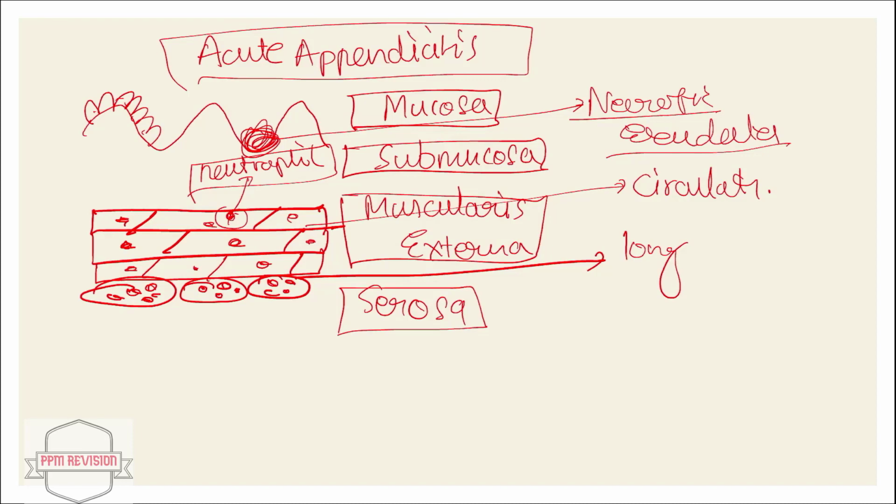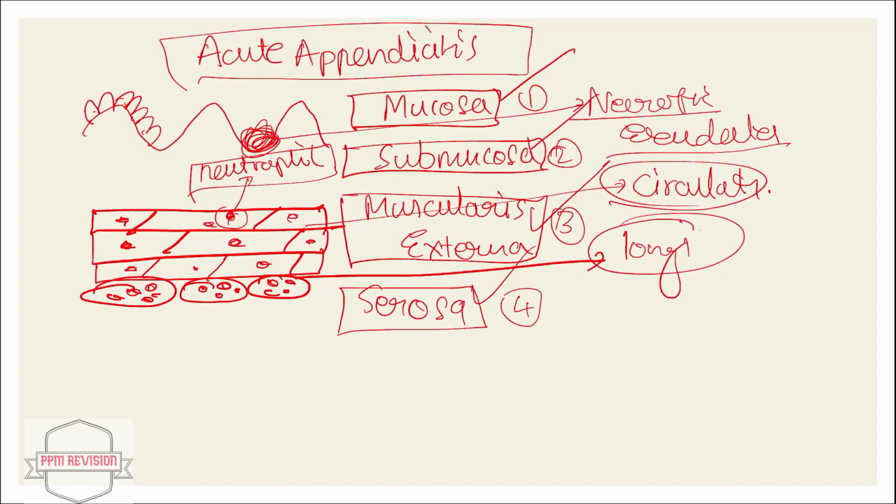As I already mentioned earlier, we need to know the basic layers in acute appendicitis. That is the mucosa, submucosa, muscularis externa, and also the serosa. So 1, 2, 3, 4. These are the important layers that need to be memorized. And in the case of the muscularis externa, there are the circular muscles as well as the longitudinal muscles. So this is very easy to memorize. And there is also the presence of infiltrating neutrophils. That is also to be memorized.